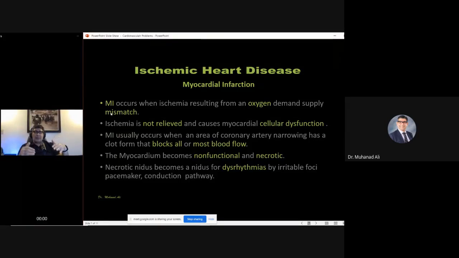Because if the deoxygenation or hypoxygenation persists, the cellular dysfunction will increase and the muscle will end up in necrosis, which is a kind of coagulative necrosis. We learned in general pathology about coagulative and liquefactive necrosis. So all this is because of narrowing, or sometimes blockage, of the coronary artery. I mean sometimes there is no blood, or sometimes the blood is reduced. So in both situations there is low oxygen supply.